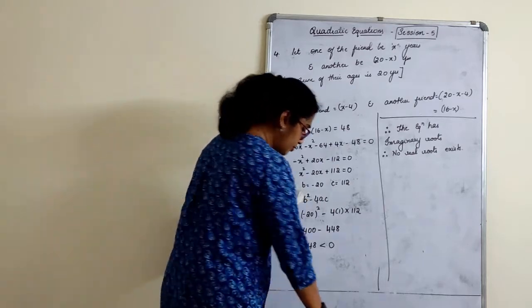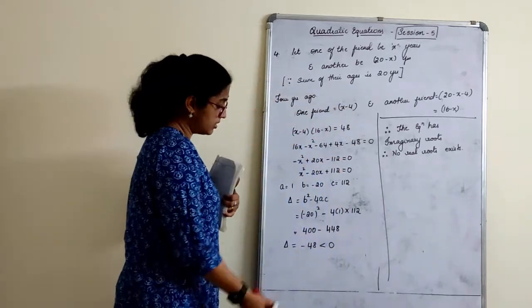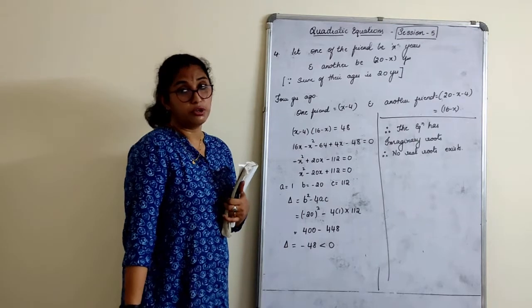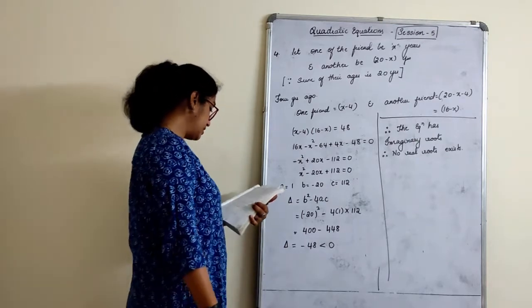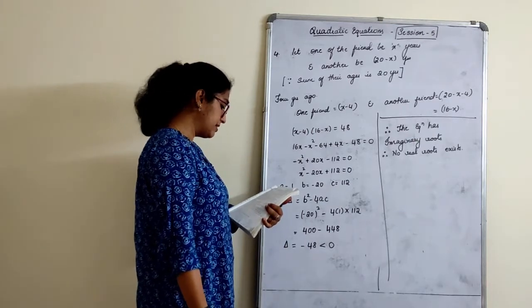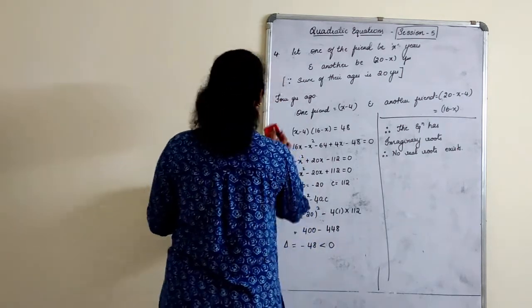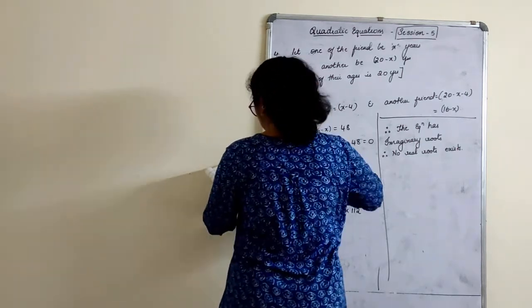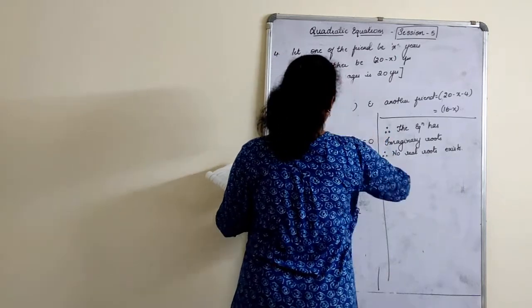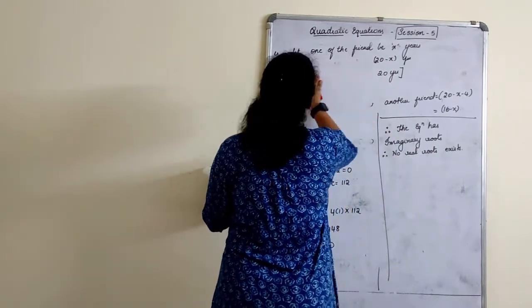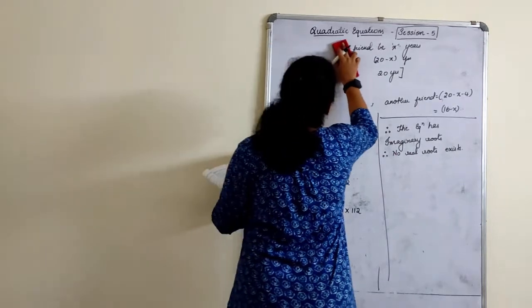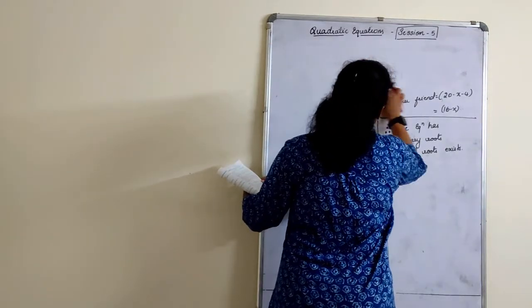And the last one now. Since it is minus 48, we could not do anything. So the last one: is it possible to design a rectangular park of perimeter 80 meter and area 400 meters square? Is it possible? Yes? Then find the solution. If not, give the reason for that. Let's find quickly.